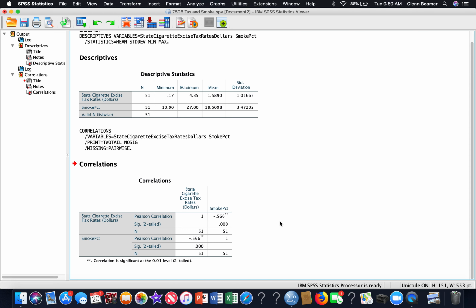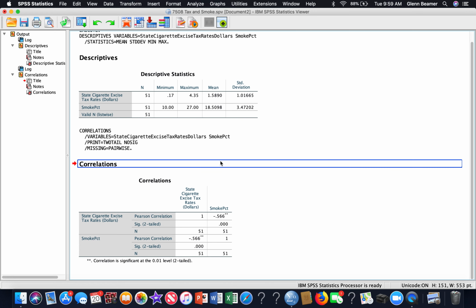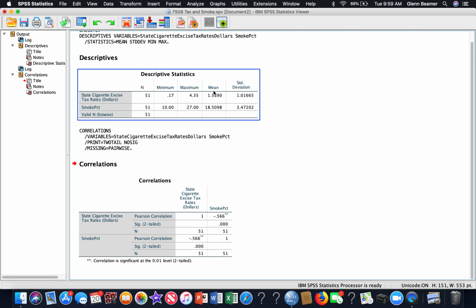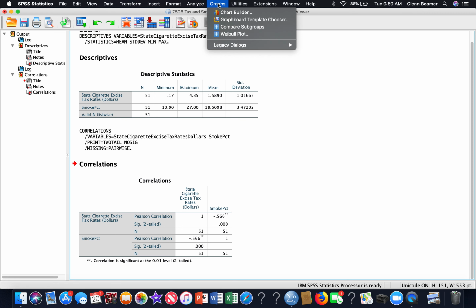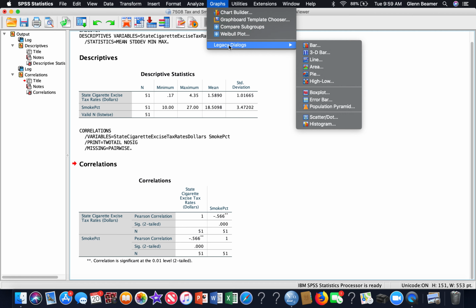0.566 is relatively robust. SPSS gives you the significance level, which would mean that in less than 1 in 1,000 samples, we would expect by chance alone to see this relationship in the bivariate correlation. And so that's interesting, I guess. And so we will continue. I'm going to take a second look at this. This is the better way to do it.